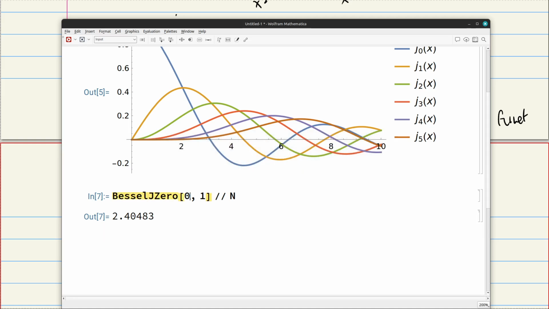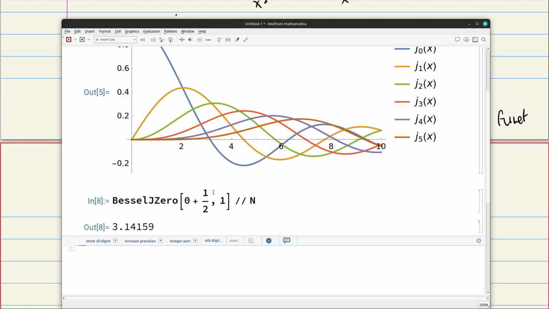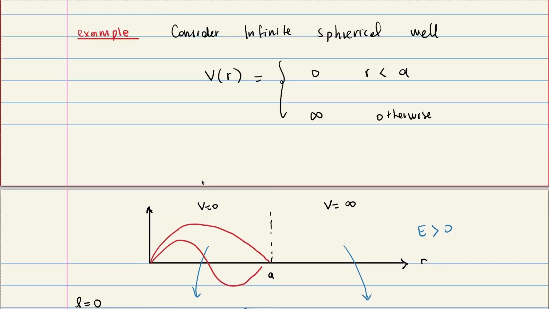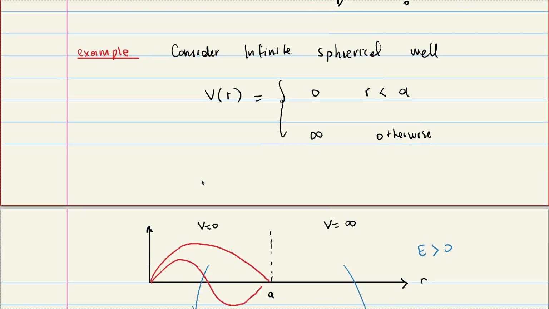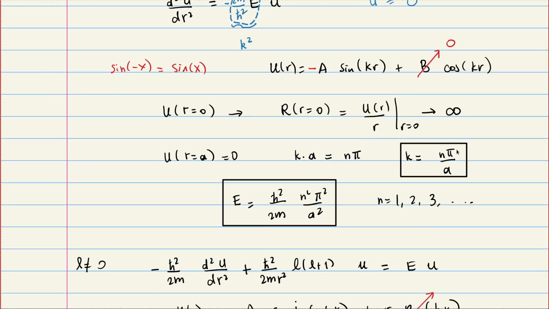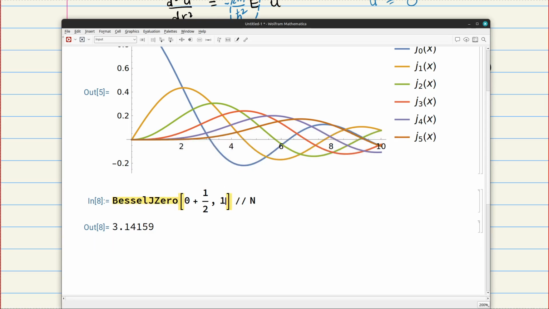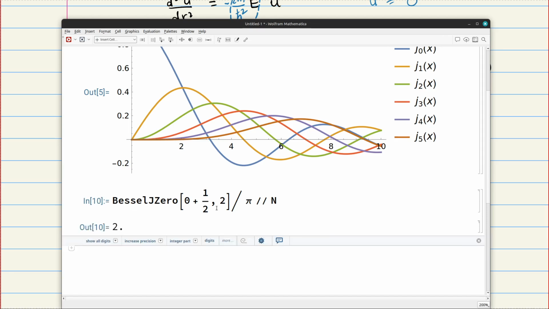So what we need to do is we need to put 1/2 here. And this one you can see the first one is pi, right? j_0 we determined here. When L is equal to 0, we already solved it here. It was like pi, 2 pi, 3 pi. Let's look if that's the case. This is the first zero. This is the second zero. I can also do the following. Divide by pi and numerically evaluate. This is 2 pi. And the third zero is 3 pi and so on.